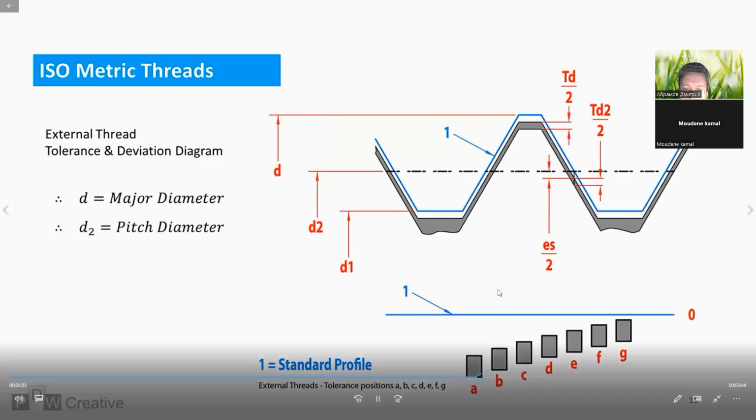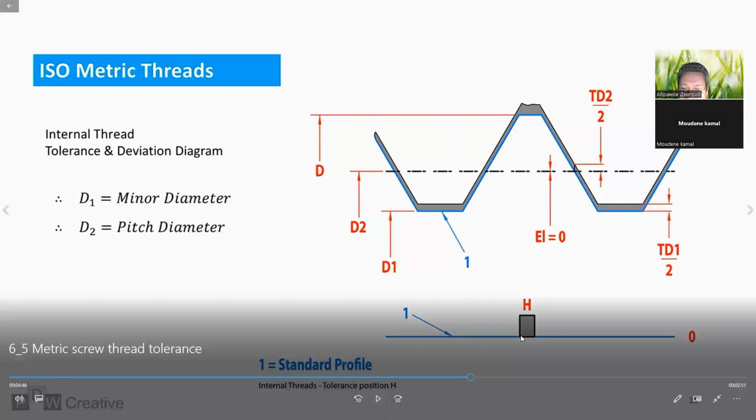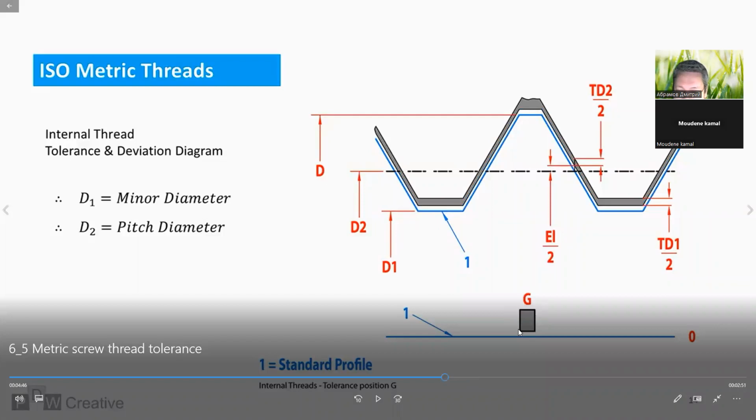The diagram for the external thread reverses this. Please look at these basic schemes again. If we have H, the fundamental deviation of the tolerance field, we have the clearance between the fundamental zero line and the tolerance field of the nut. If we have E, we have the clearance between the fundamental deviation of the tolerance field of the nut and the zero line, like in this picture 2.